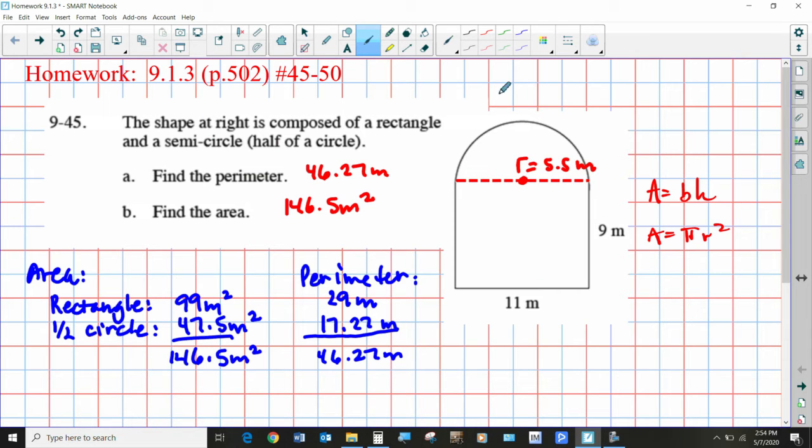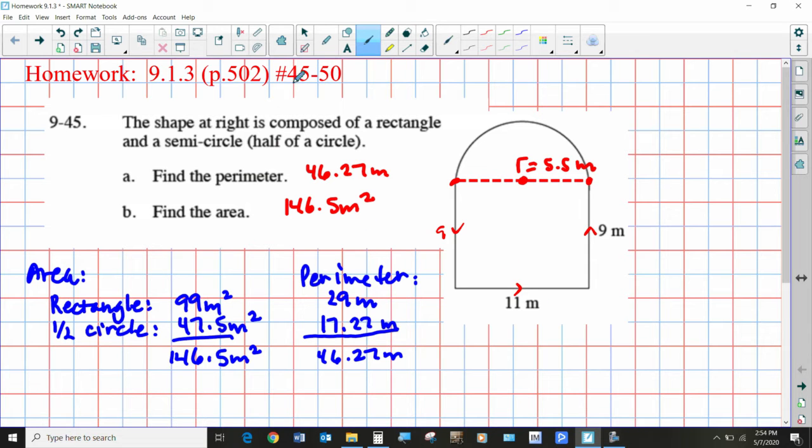Now for perimeter. For the perimeter, we have this side is 9, this side is 11, that side is 9. This portion right here, that's the diameter, that's not actually part of the perimeter. That's just the distance from here to here through the center of that circle. So we're going to find 3 sides of this. So that's going to be 20 plus 9 is 29 meters to get from here all the way around to here, basically, to right there.